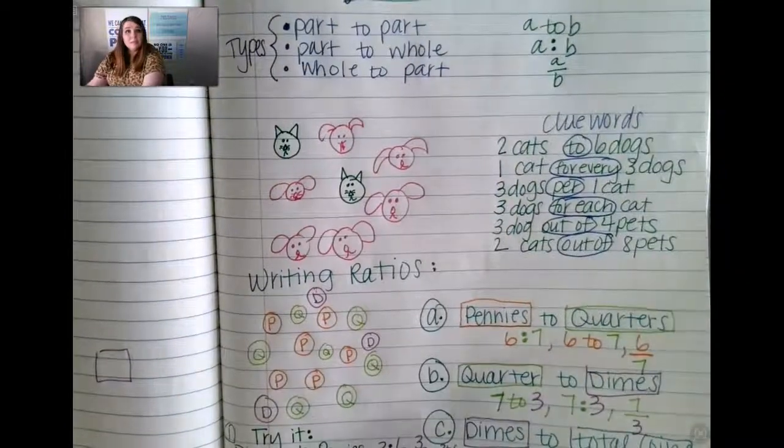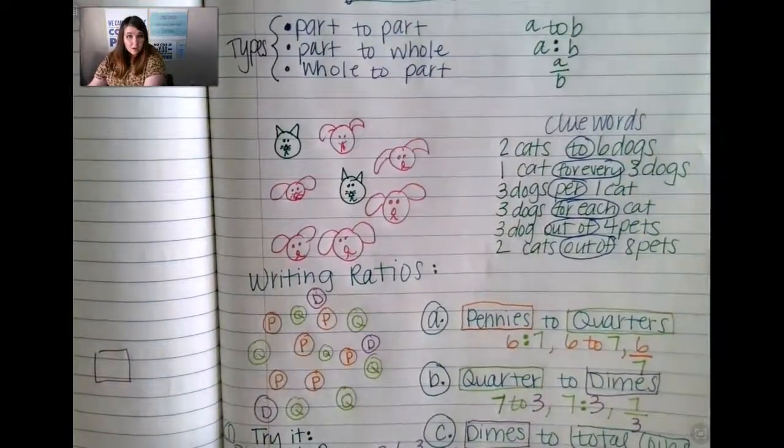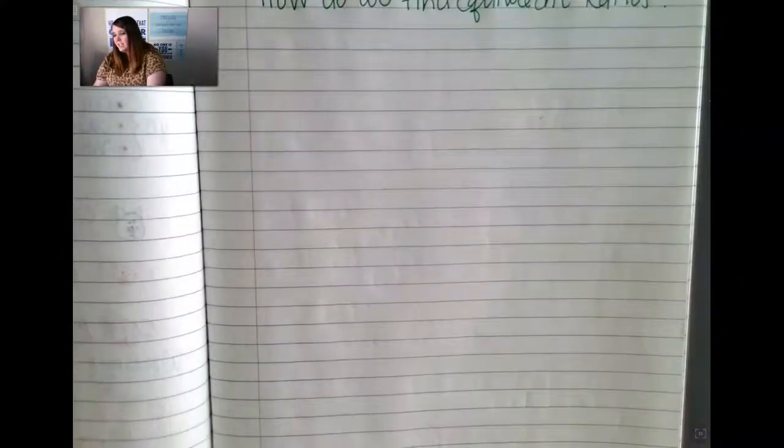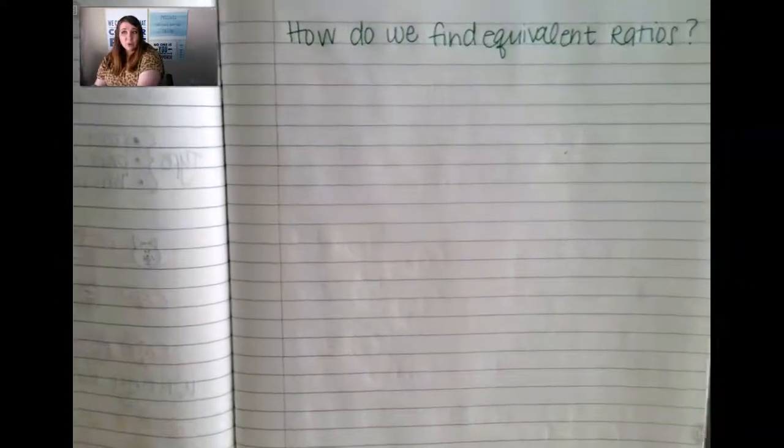We also learned that Miss Englander is not very good at drawing, but that's okay. All right, so we all have different strengths.